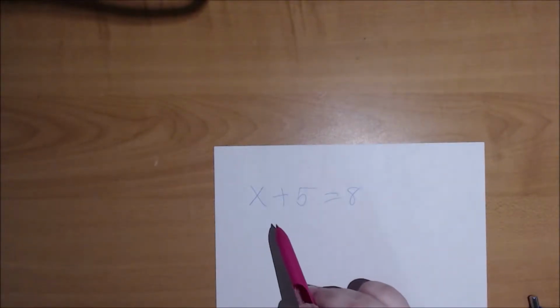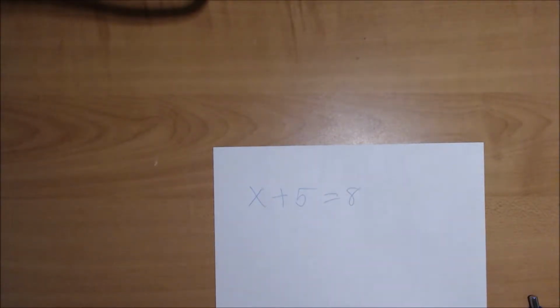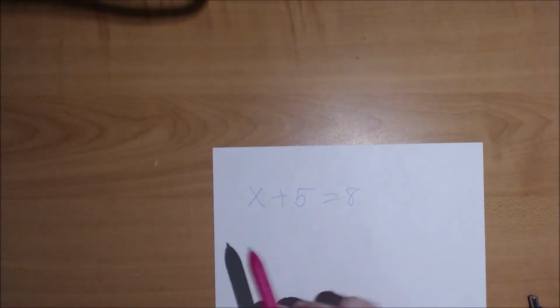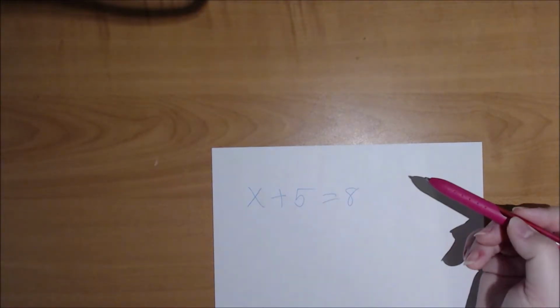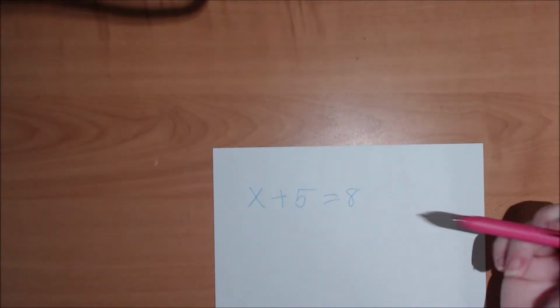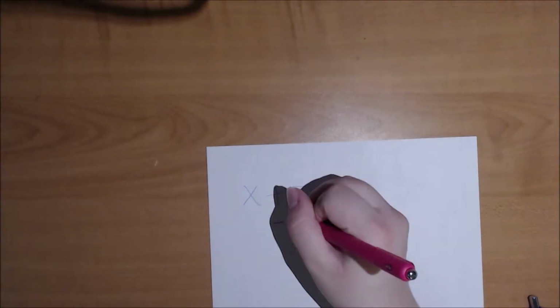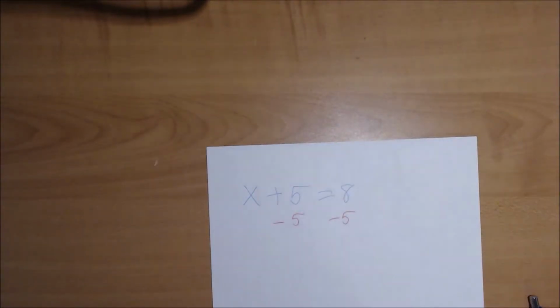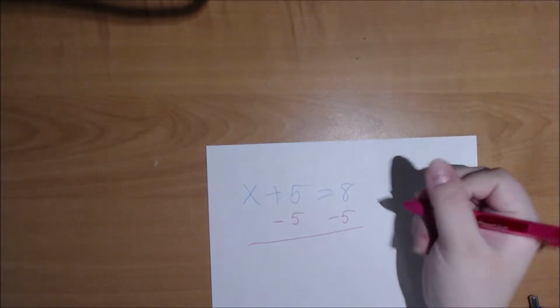In order to get rid of the 5, we have to do the opposite operation than what's connecting it to the x. I see that the 5 is connected to the x through addition. The opposite of addition is subtraction. So I'm going to subtract 5 from both sides. Because remember that rule, whatever I do to one side, I have to do to the other. We can't just make the 5 disappear, it has to go somewhere. So we have to bring it to the other side.